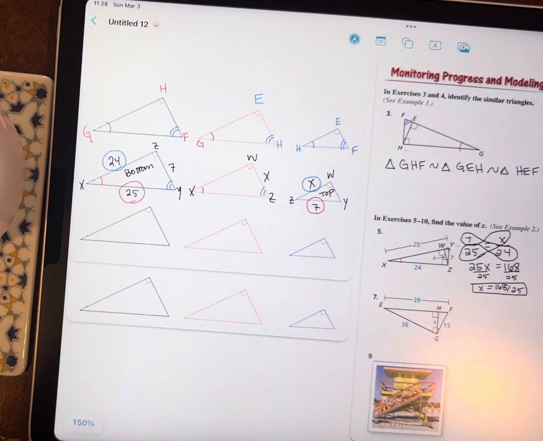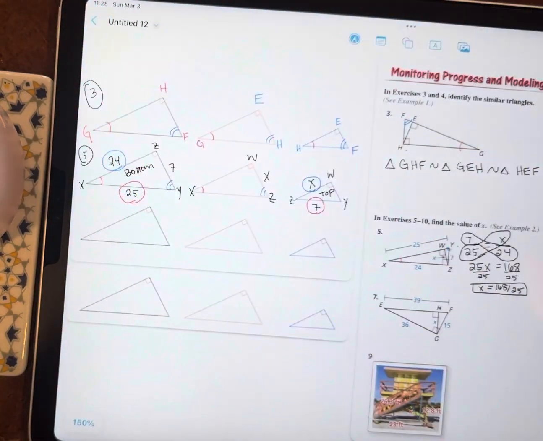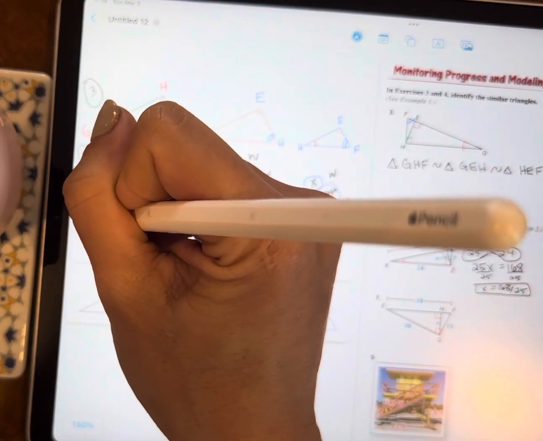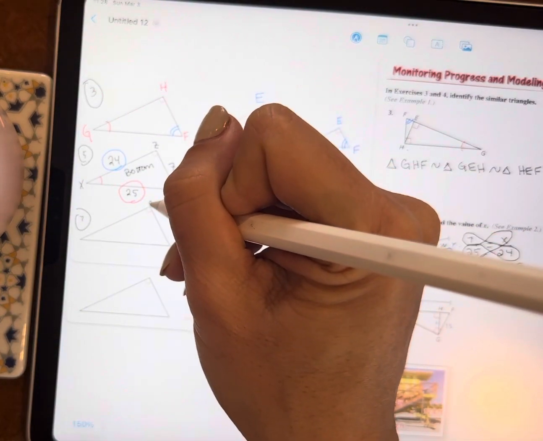Next, number 7. This was number 5. This was number 3. And here we are at number 7. Okay, let's get to labeling. The right angle for the big triangle is at G.